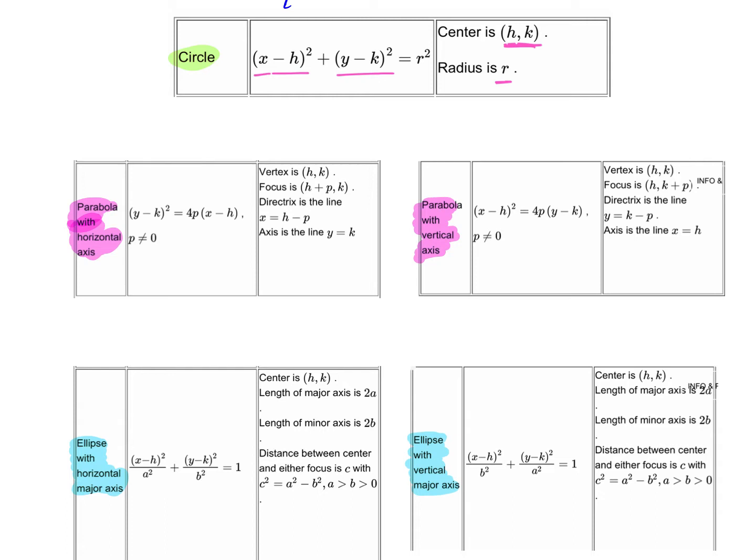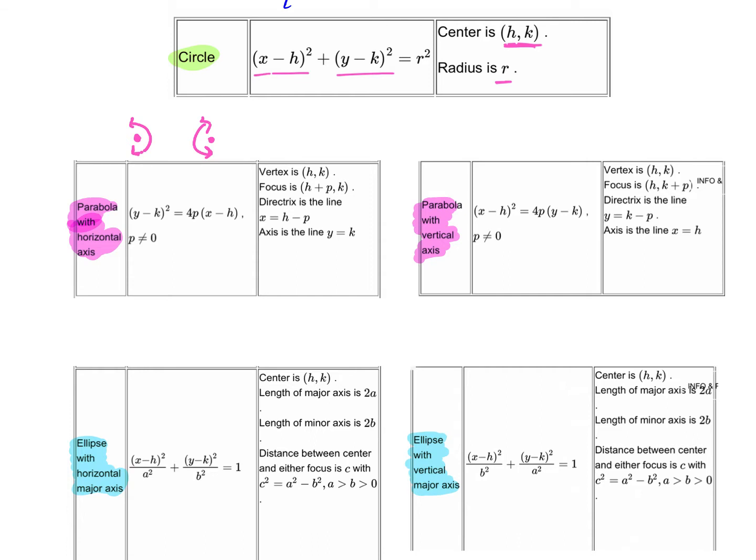Parabolas with a horizontal axis, so a parabola with the horizontal axis is either going to open to the left or to the right. Either way it opens, your foci is going to be like in the center here. So it's as if there were a bowl and your foci was just sitting in the bowl.